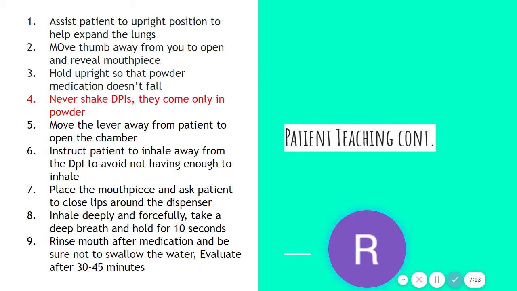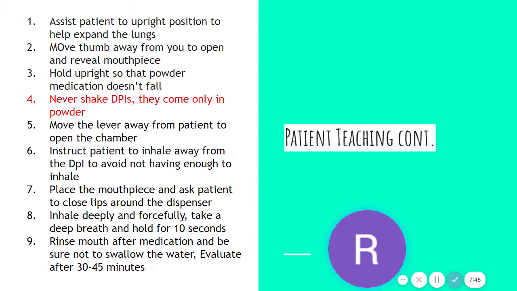Okay, in patient teaching, we have to assist the patient to sit in an upright position to help expand the lungs. The patient should move the thumb away from them to open and reveal the mouthpiece. Hold it upright so that the powder medication doesn't fall off. The precaution there is to never shake the dry powder inhaler because it already comes in powder form. Then move the lever away from the patient to open the chamber.